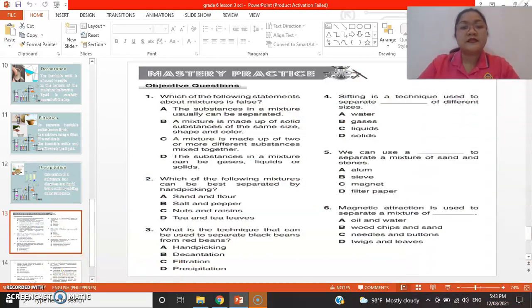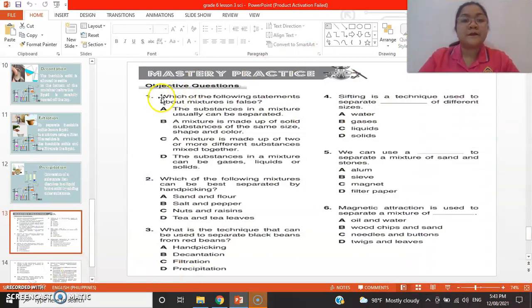Okay, so let's try to answer pages 24 and 25. You're going to circle the letter of the correct answer. Number 1. Which of the following statements about mixture is false? When we say false, it is not correct.